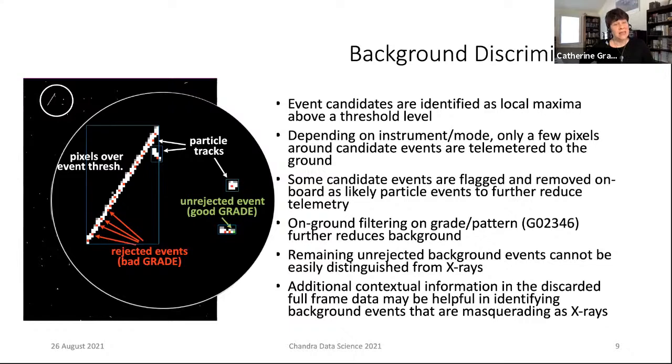And if you could see the entire image, you would know that. But if all you send down is the one event and a few pixels around it, you may not be able to tell that it's background and not an astrophysical X-ray.